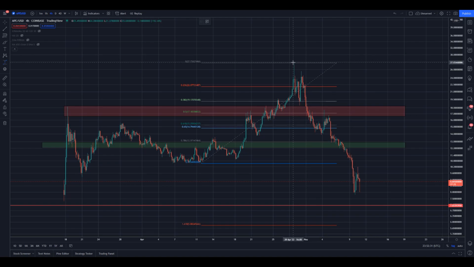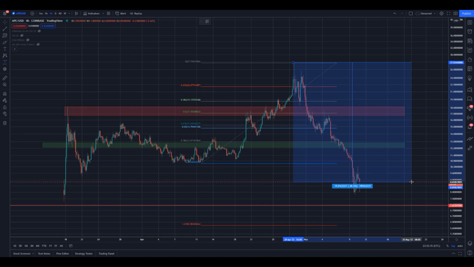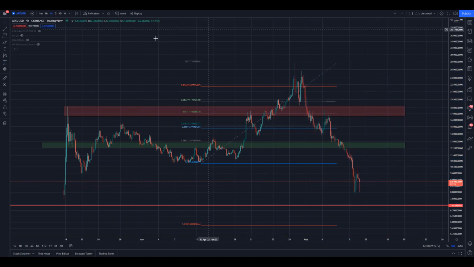Taking a look at APE here, you can see from this top to where we are currently, it was a pretty significant dump, around a 68% retracement. All the way to the bottom here was around a 72% retracement. And we have also broken this green box of support to the downside.